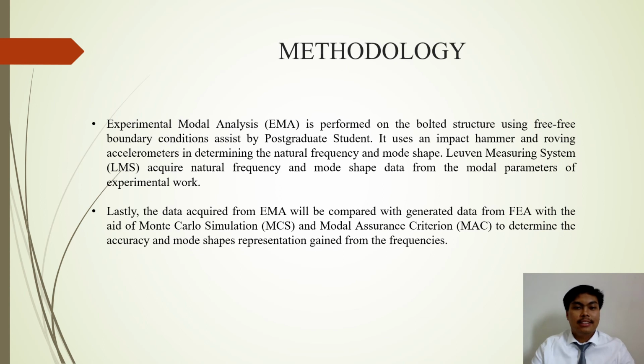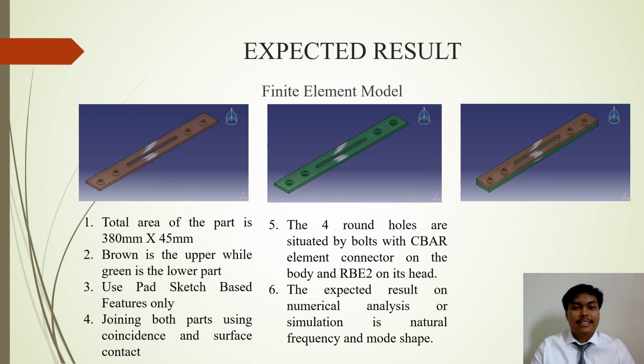Experimental modal analysis is performed on bolted structure using free boundary condition assisted by postgraduate student. It uses an impact hammer and roving accelerometers in determining the natural frequency and mode shape. Given measuring system, acquire the natural frequency and mode shape data from the modal parameters of experimental work. Lastly, the data acquired from experimental modal analysis will be compared with generated data from finite element analysis. With the aid of Monte Carlo simulation and modal assurance criterion will determine the accuracy and mode shape representation gained from the frequencies.